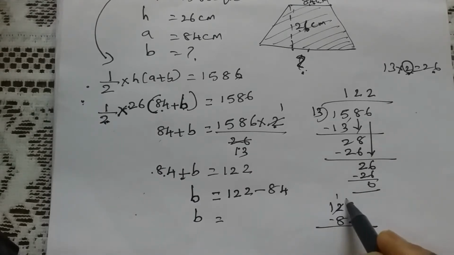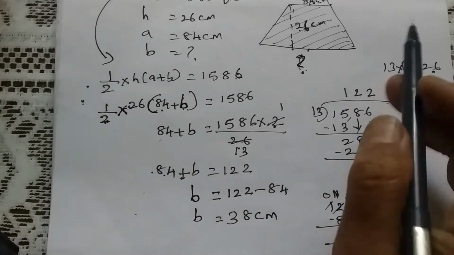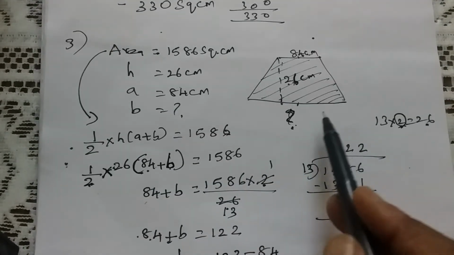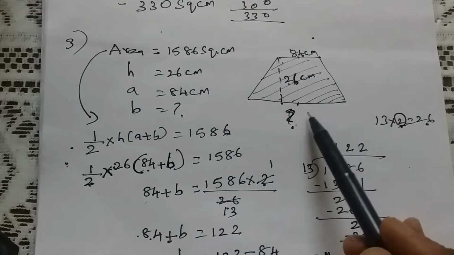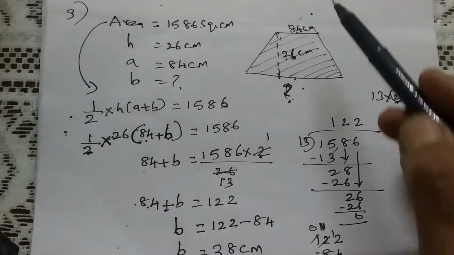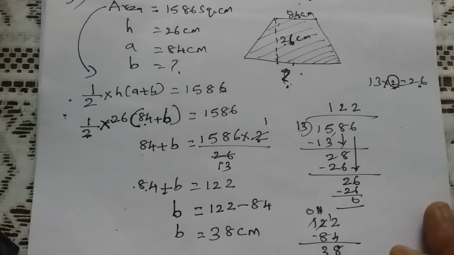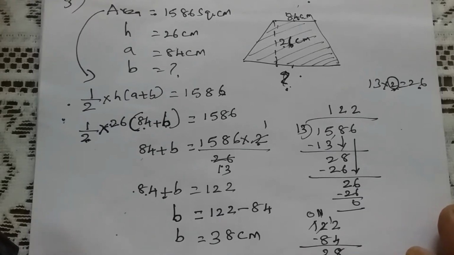From 2, we cannot subtract, borrow. 12 minus 4 is 8, and borrow from here. You get 11, 11 minus 8 is 3, and here only 0 remains. So the other parallel side is 38 centimeter. We got one parallel side as 84, the other parallel side is 38. But actually 38 is smaller. So this is 38 and this is 84. That is not a problem. You can choose anything as a and anything as b. So this is the reverse problem. Area is given. We have to find one of the parallel sides.